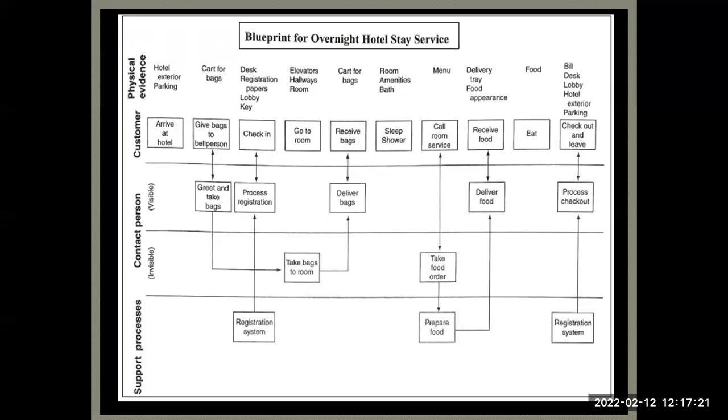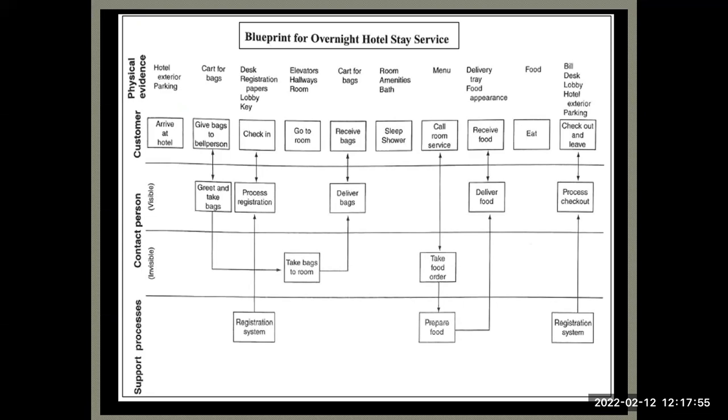Then you have to check in. You check in at the desk, and registration will happen. You have to fill some papers. You will be at the lobby. You will collect the key. So registration will happen. It is called check-in. The process of registration will be completed, and for that we require a registration system. That registration system you will find in the last row, the fourth row, because that is a support system. Then you will use elevators and go to the room.